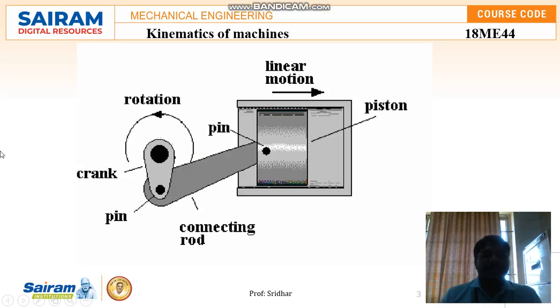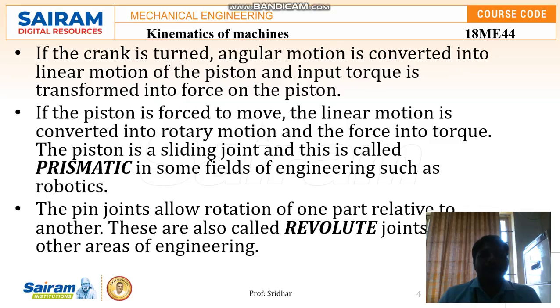The rotation takes place at the crank, and the linear motion takes place at the piston. At a time, both motions take place for a different output: a linear motion and a rotary motion. Here the piston moves in a linear motion, and the crank rotates in a rotational motion. This is how each motion is interlinked or interconnected in order to get a required output. If the crank is turned, angular motion is converted into the linear motion of the piston, and the input torque is transformed into the output force of the piston.